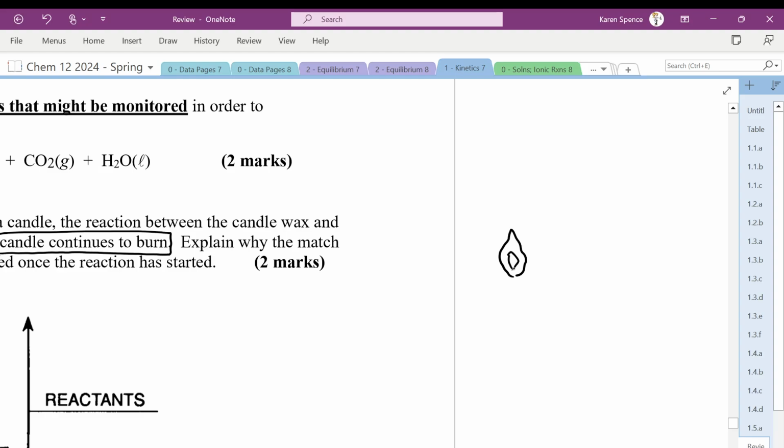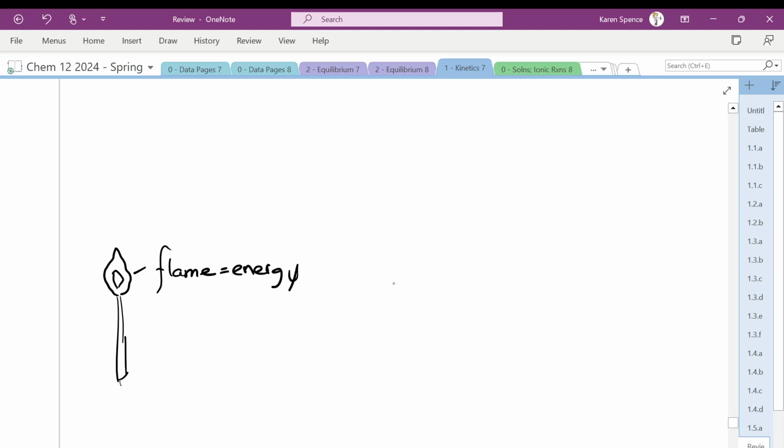That's going to be energy, right? Because the flame is energy. And there's our little match. Now, we hold that to our candle. So here's our candle. Oh my God, my flame's getting worse and worse. That's okay. Okay, there's our candle. And once we have done that, what kind of energy is the match providing?